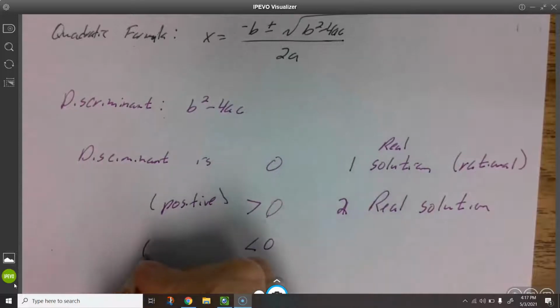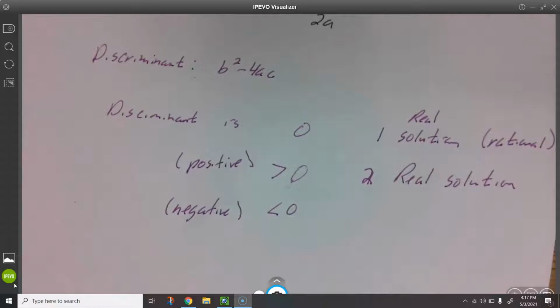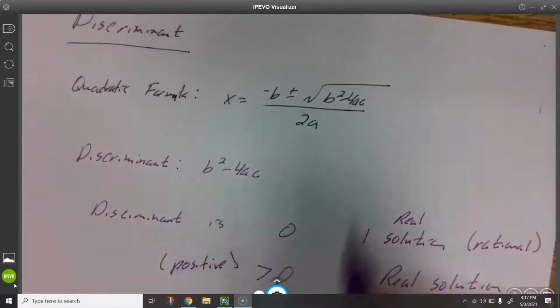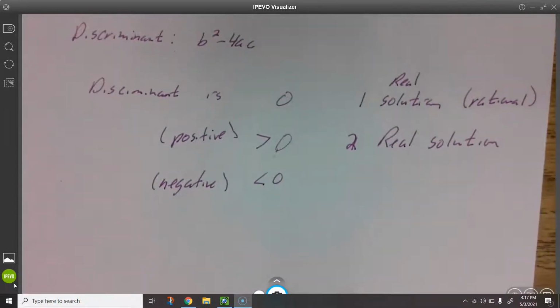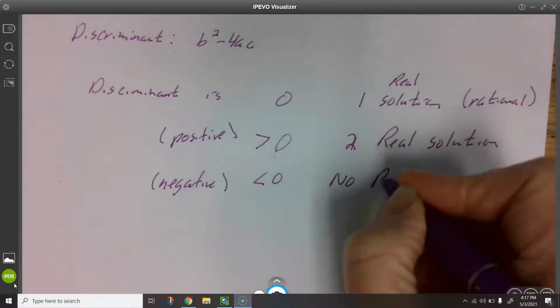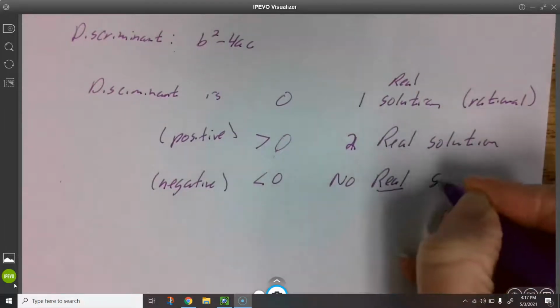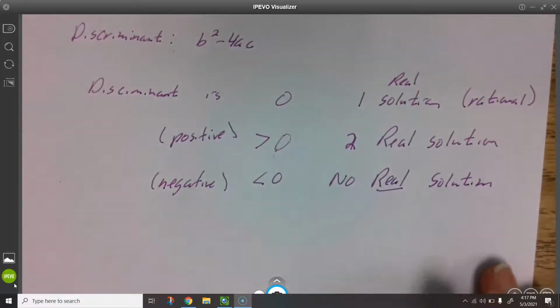If it is less than 0, the other way to say that is that it is negative. And we've kind of talked about this already. If I have a negative underneath a radical, right now I cannot solve it. So what we say for right now is that we're going to have no, and this is the important part, real solutions.